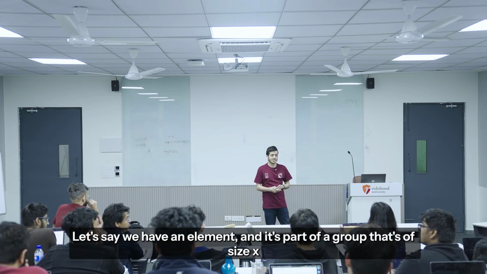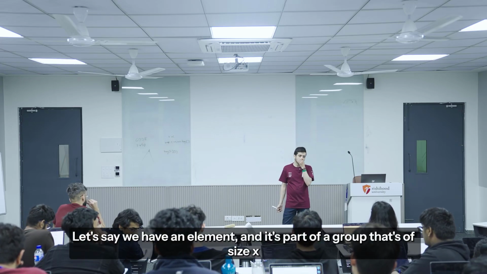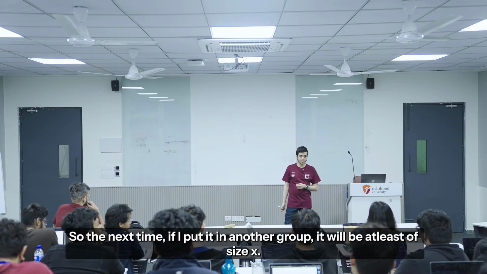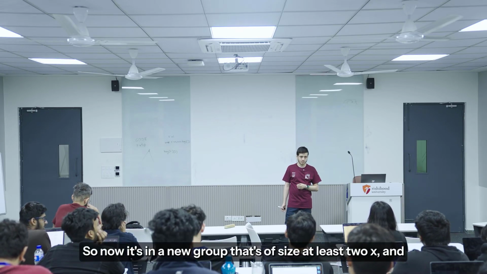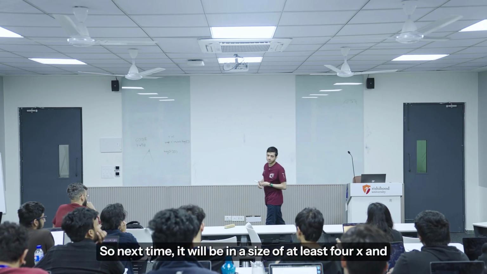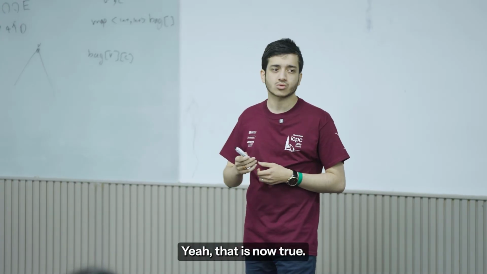Let's say we have an element, and it's part of a group of size x. The next time I put it in another group, that group will be at least of size x, so now it's in a new group of size at least 2x, and it will grow exponentially. Next time it will be in a group of size at least 4x and so on. Yeah, that is now true.